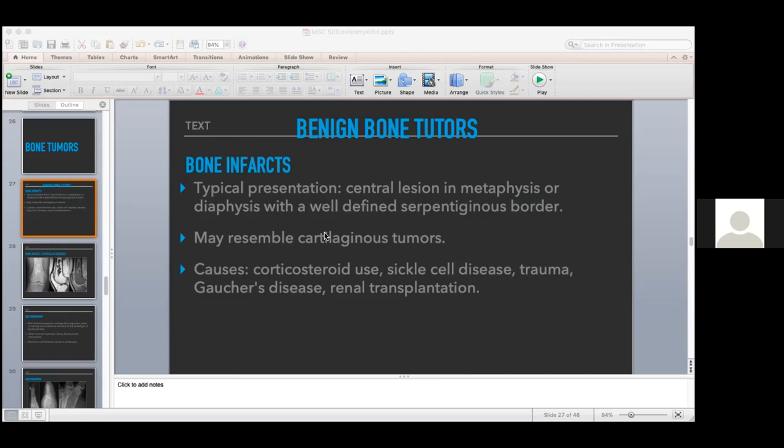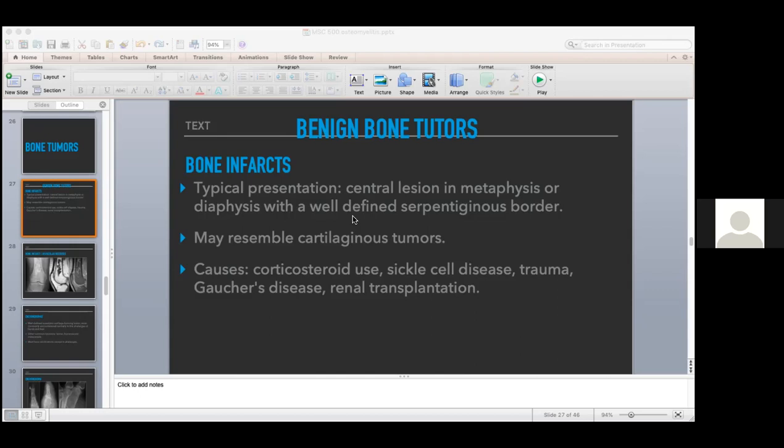Okay, so we are seeing bone infarcts now more commonly because we are doing a lot of renal transplants, and there are malignancies that we are managing, where we put our patients on high dose steroids. For example, multiple myeloma. Sometimes we put these patients on very high doses of steroid that causes them to get bone infarcts. So typically they present as central lesions in the metaphyses or diaphyses with a well-defined serpiginous border.